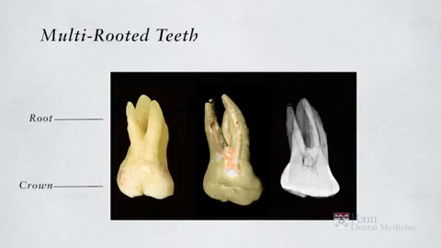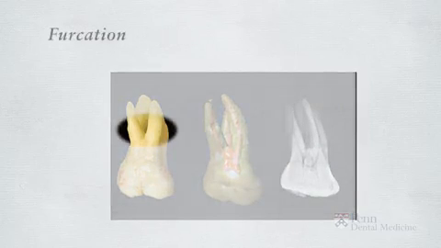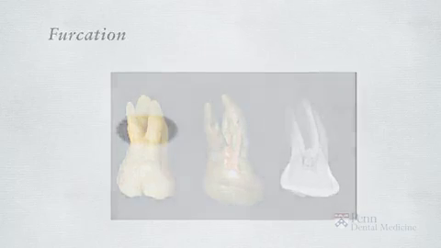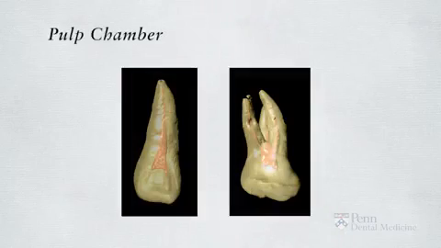In multi-rooted teeth, there is an area where the roots divide, which is known as furcation. In healthy dentition, this furcation is completely embedded in the bone. However, during periodontal disease, when there is bone loss, the furcation becomes exposed to saliva and bacteria and can often lead to formation of abscess and other infection. When this happens, this condition is known as furcation involvement.